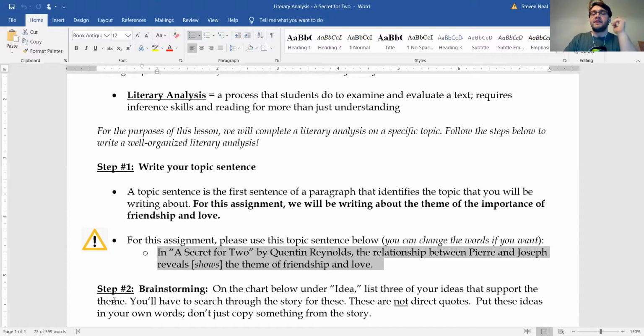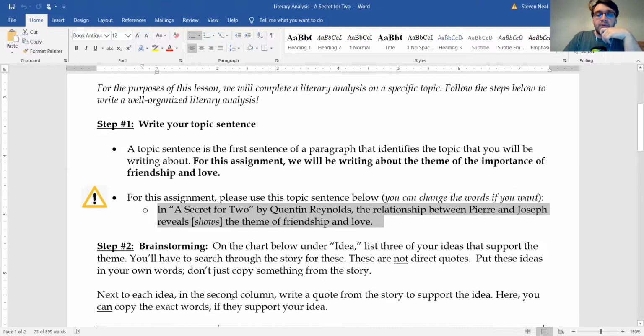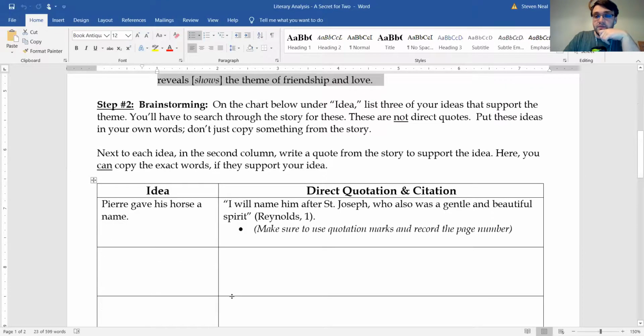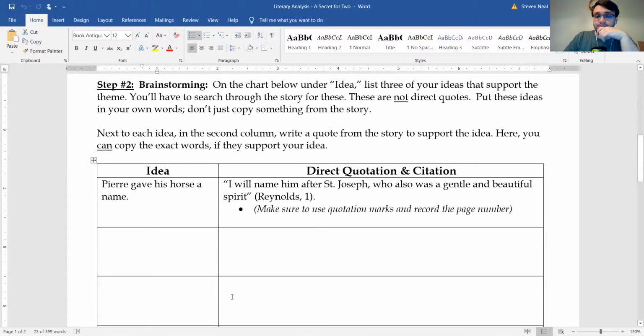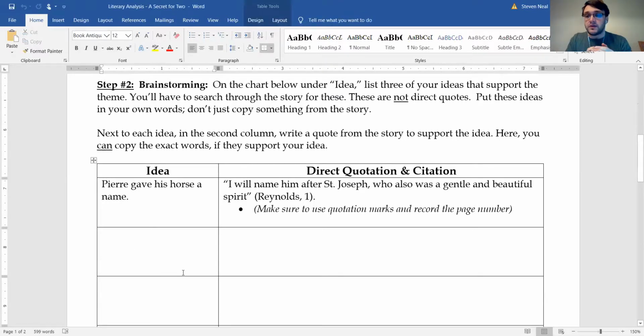So I need to be thinking about, well, what are examples from the text that show me that it is important to have friendship and it's important to have love? So I'm going to have to think back to the story of A Secret for Two. And I want to list ideas. We're going to list 3 ideas. And the idea, you just tell me the thing that happened in the story that helps support this idea.